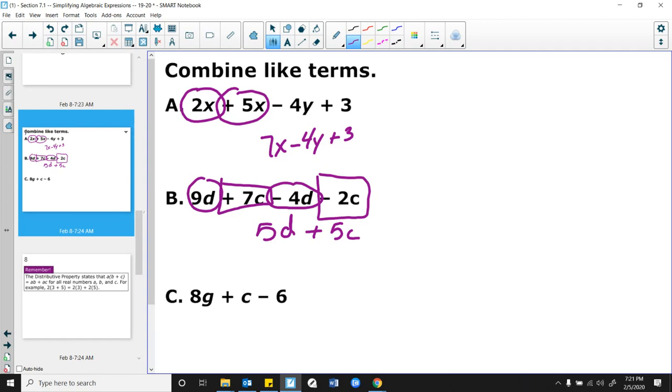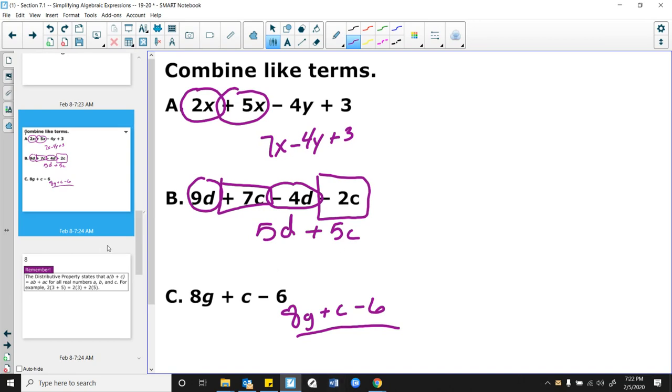All right, c. I look here. I have an 8g plus c minus 6. Now, is there any like term with 8g? No, there's no other g variable anywhere. Okay. Looking here, I have a plus c. Is there any c variable anywhere? No. And then I have a minus 6. Is there any other just plain number in my expression here? No. So my answer is 8g plus c minus 6. There are no like terms there. So the same exact expression. It's simplified already. Okay. All right.